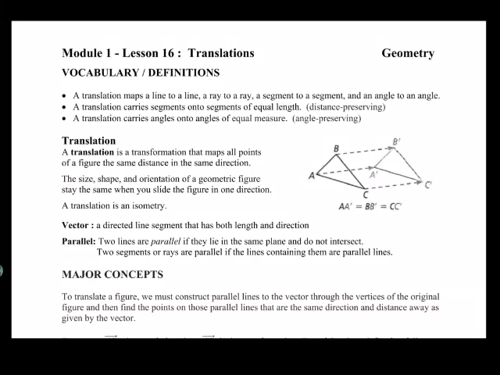Module 1, Lesson 16, Translations. This is another basic rigid motion. A translation is going to map line to line, ray to ray, segment to segment, and angle to angle. Our translations are going to be distance preserving, so segments are going to have equal length, and it is going to be angle preserving, so our angles are going to have equal measure.